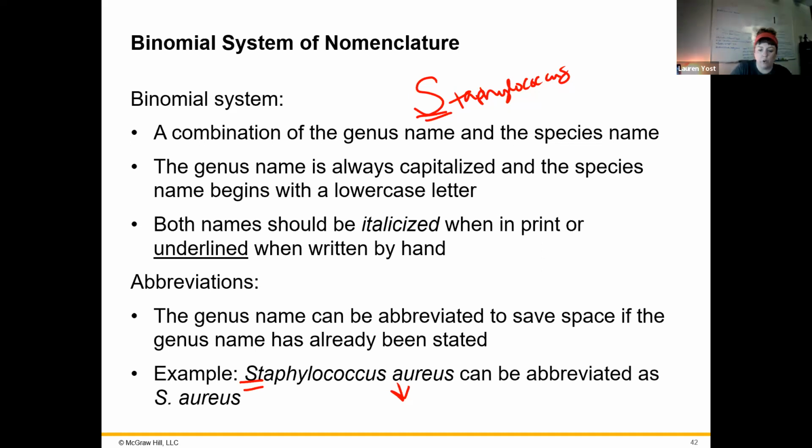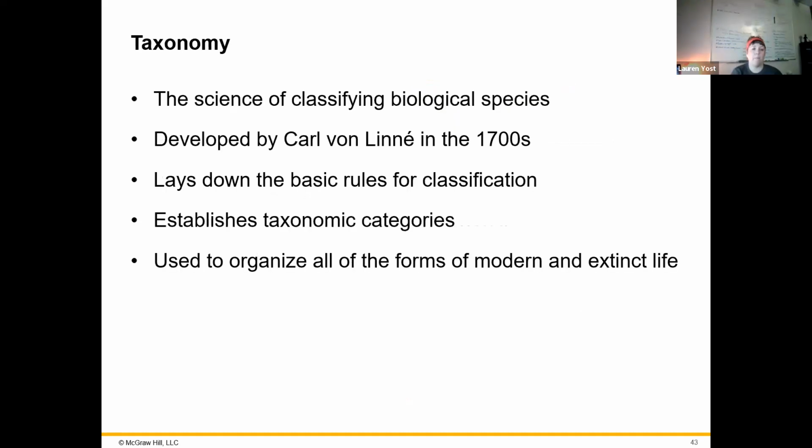It says when you're in print, which is handwriting, you would underline it. I'm not going to count you off for that one. Handwritten, I'm not going to count you off for that one. Typing is where it's going to get you.